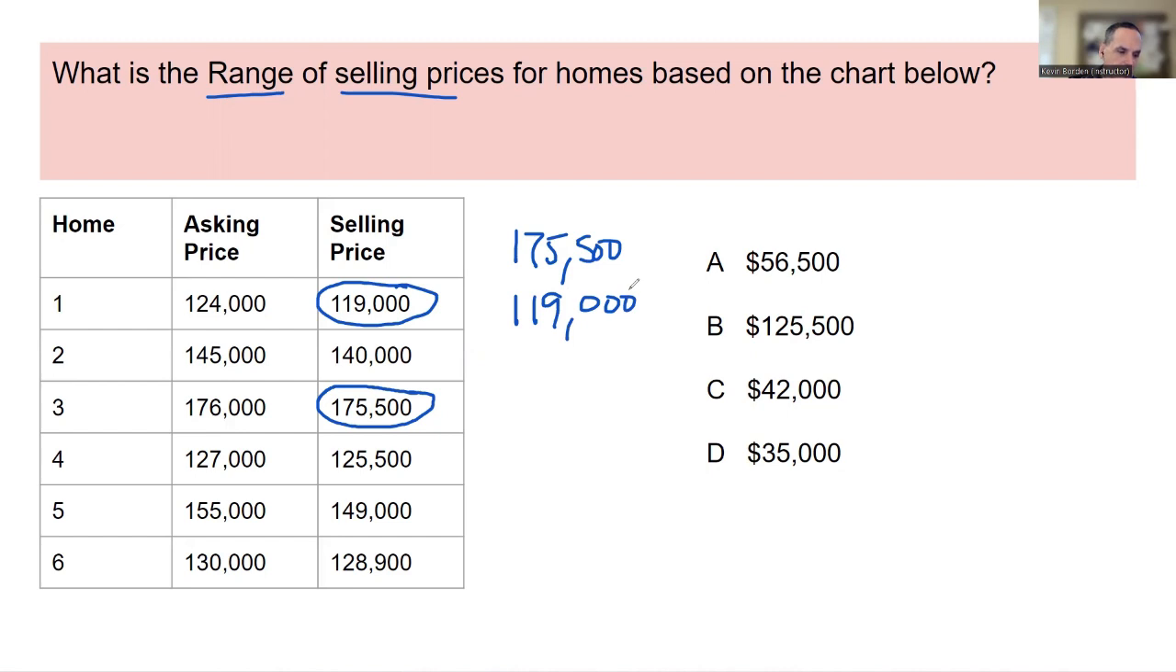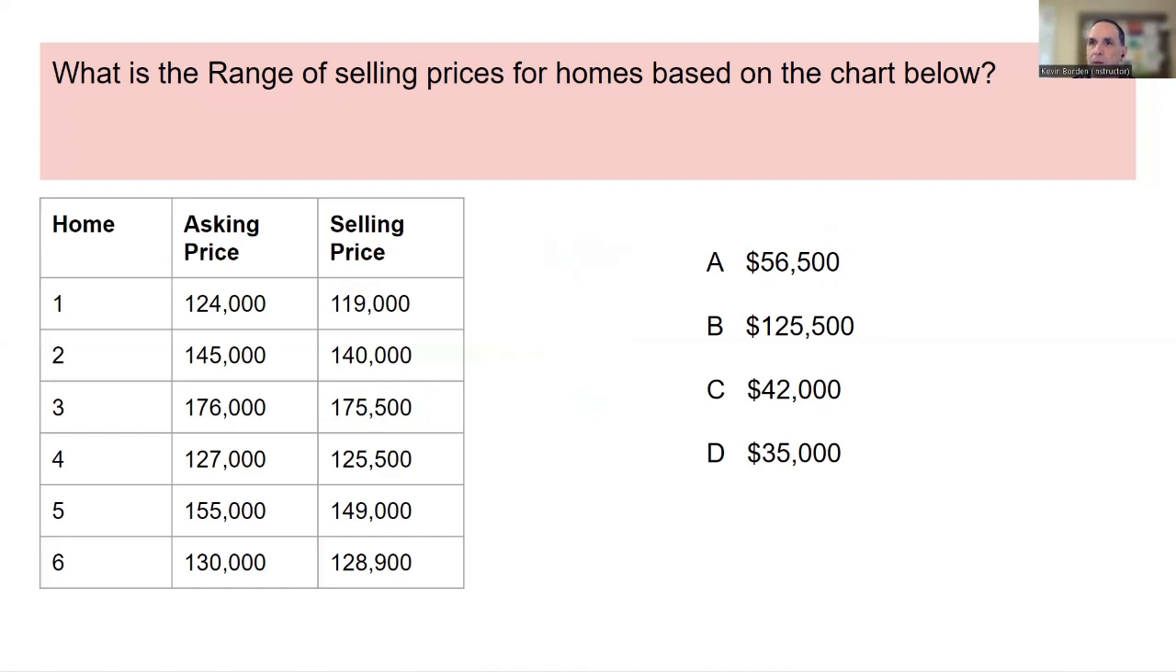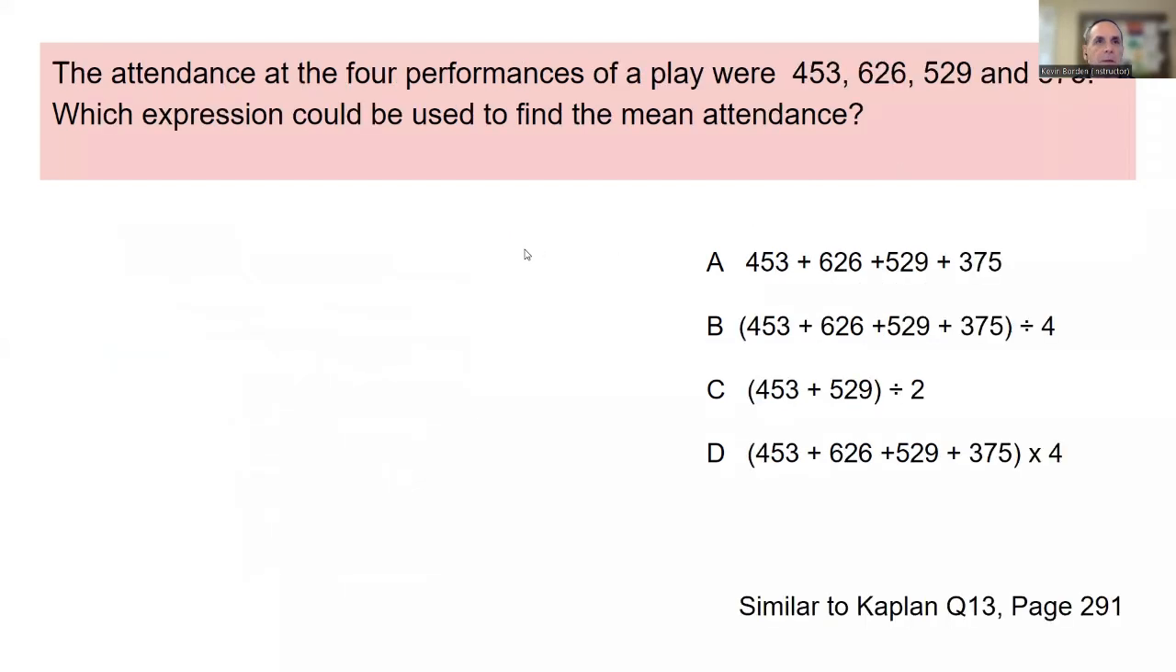175,500, or subtracting 119,000, 56,500. That is the difference between the highest selling price and the lowest selling price. There we go. Next problem. All right, we're done with that chart.